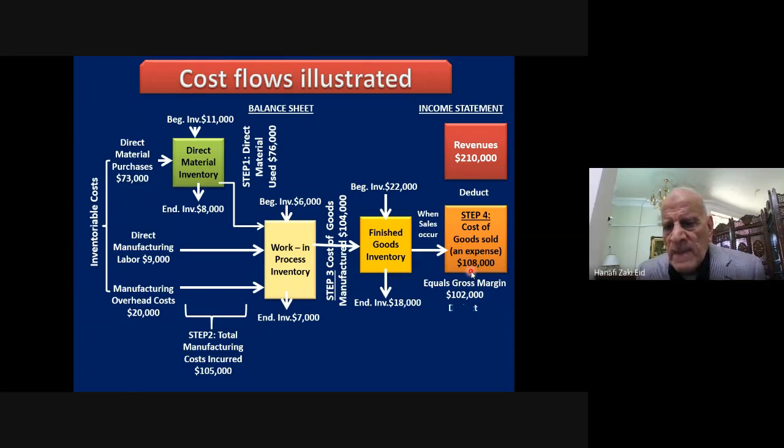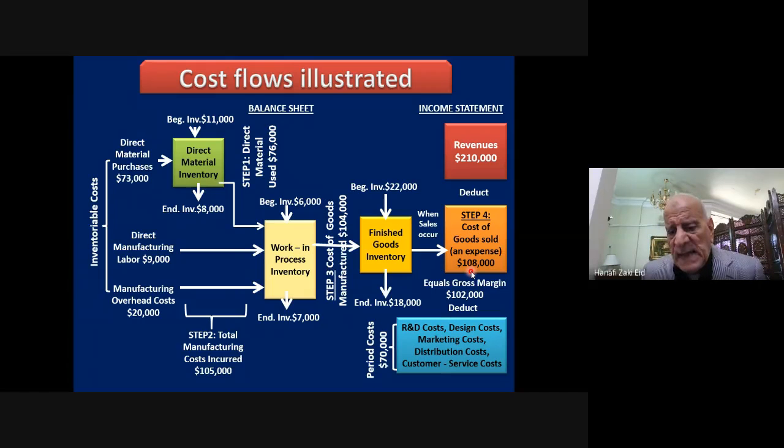So we say that we want to deduct what? Deduct period costs. As I mentioned, period costs are marketing and distribution costs and administrative costs. In other words, period costs are all other costs which are not considered manufacturing costs, which are not considered inventorial costs.